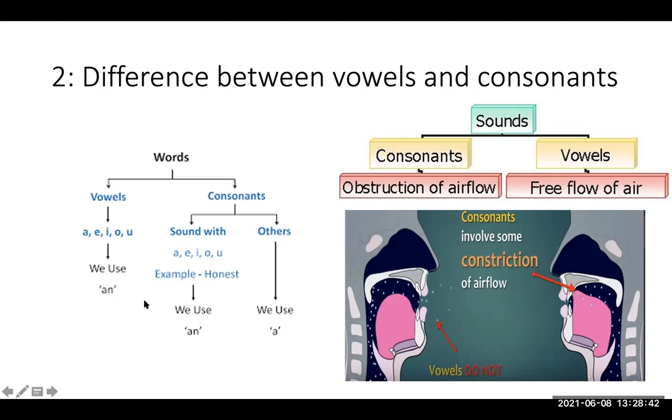And then we have the article phenomenon for differentiating between vowel sound and consonant sound. You use a and an with the vowels and consonants. But again, it's not only the spelling, it has to deal with the sound as well.